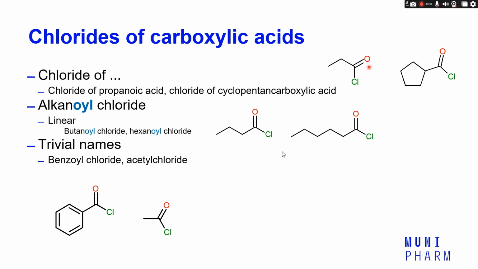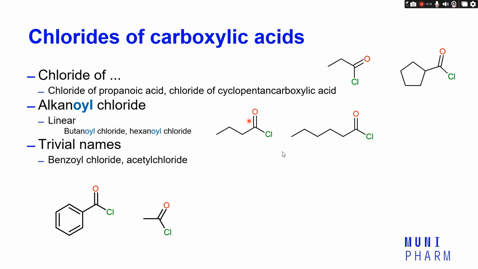This is a derivative of propanoic acid, which means we can call it chloride of propanoic acid. This is a derivative of cyclopentane carboxylic acid, which means that we can name it as a chloride of cyclopentane carboxylic acid.